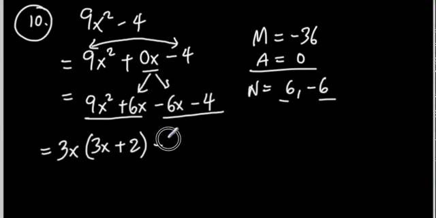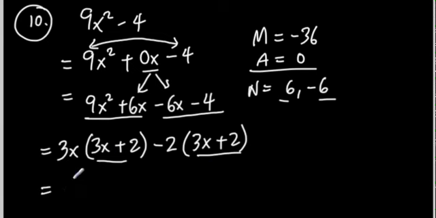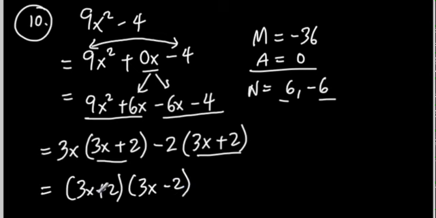It's negative 2. Negative 2 is common. So what we are left with is 3x plus 2. Once again, negative 2 times positive 3x is negative 6x. Negative 2 times positive 2 is negative 4. These two end up being common, and so it's 3x plus 2, and then it's 3x minus 2. All right, so that's it for factoring.